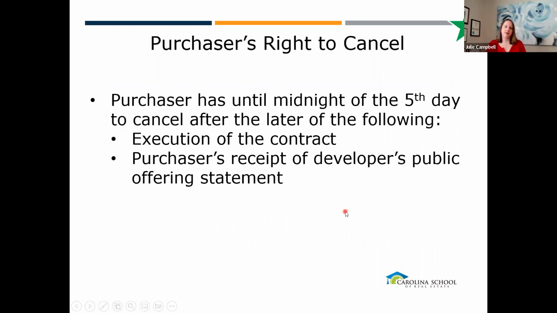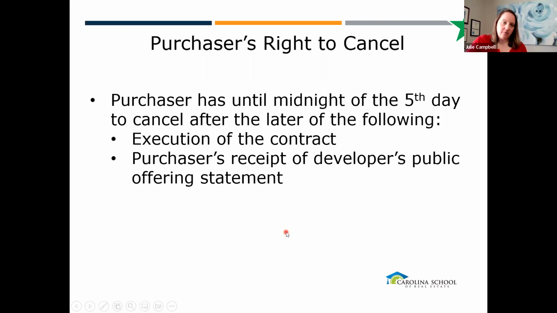There's that 5-day period, either 5 days after the execution of the contract or their receipt of the public offering statement. So if they didn't get the public offering statement when they went under contract, now they've got to get it and review it. Their 5-day clock starts whichever one happens last. Five days after contract formation, the buyer can rescind their contract, or if they haven't received a public offering statement.